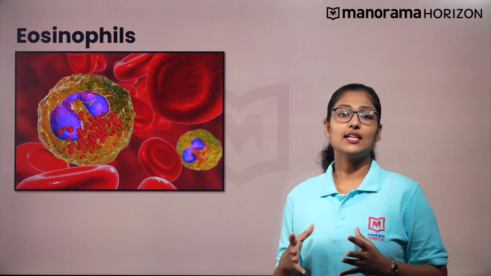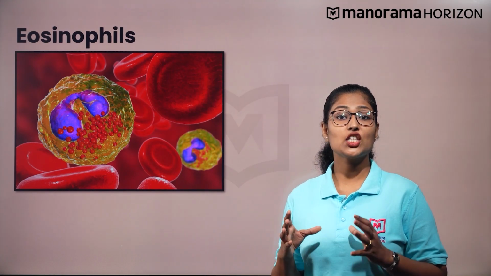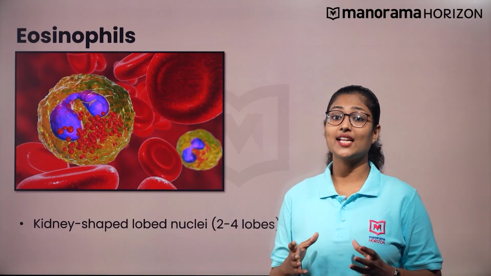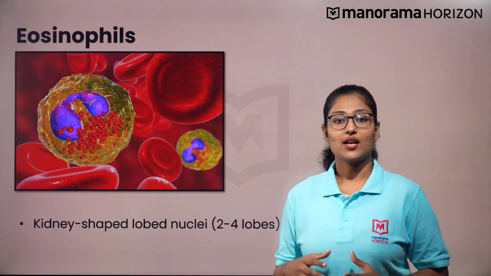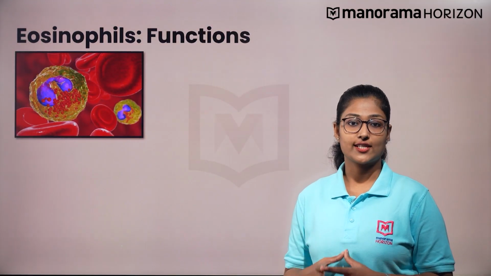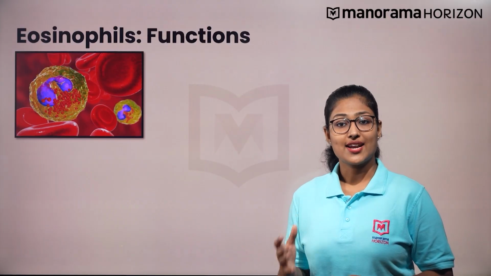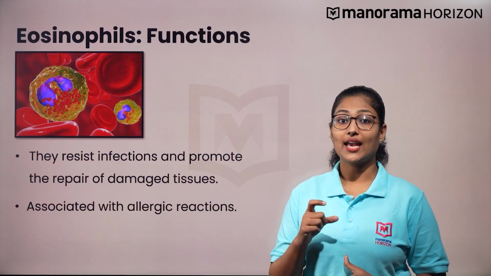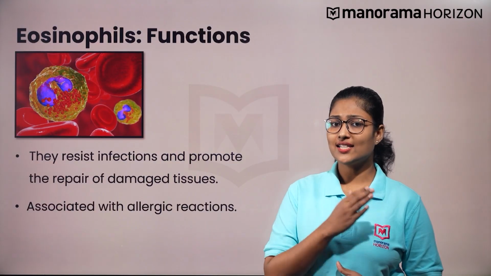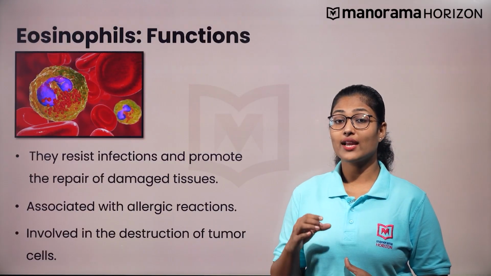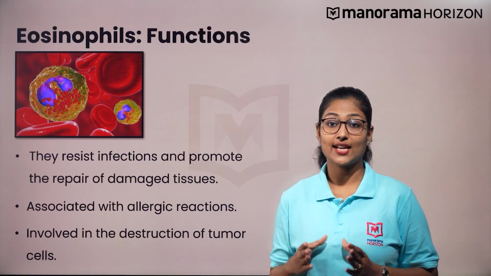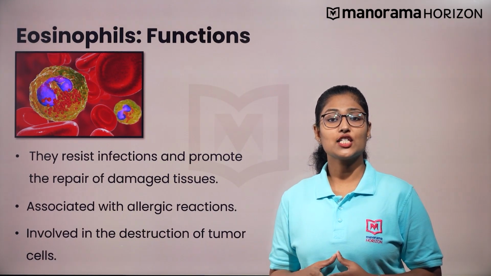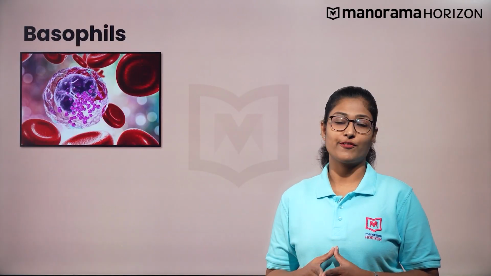Eosinophils are the other granulated cells with kidney-shaped lobed nuclei, where 2 to 4 lobes can be seen through a microscope. Let us check some functions of eosinophils. They resist infections and they are also associated with allergic reactions. Other than this, they are involved in the destruction of tumor cells and they promote the repair of damaged tissue.